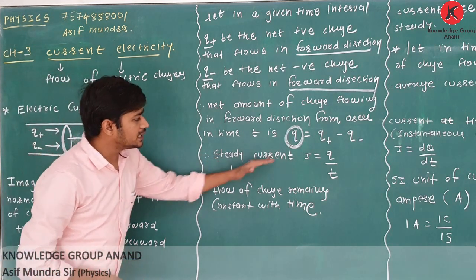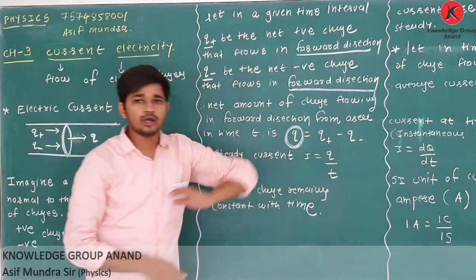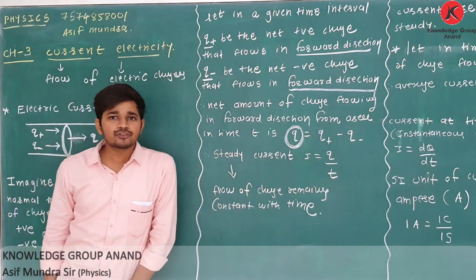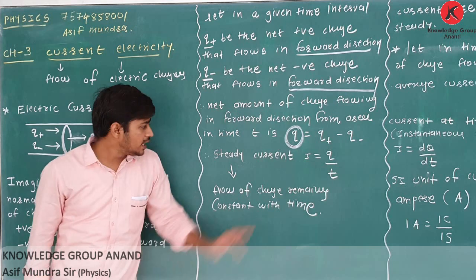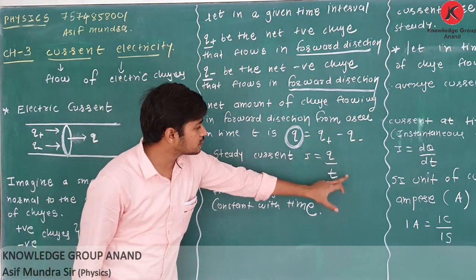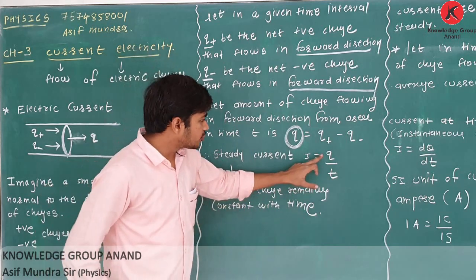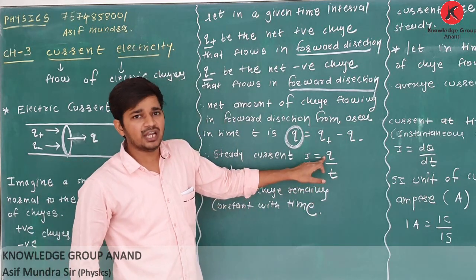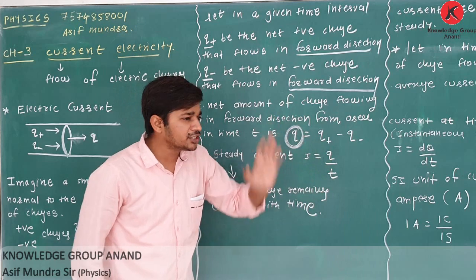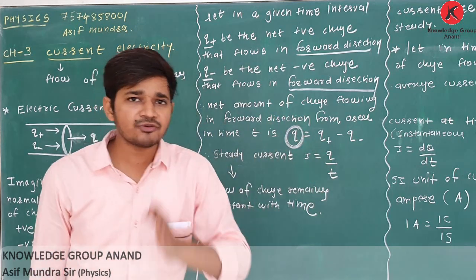Then steady current I is equal to Q upon t. Current is equal to charge flowing per unit time. Current is equal to the net amount of electric charge flowing per unit time.